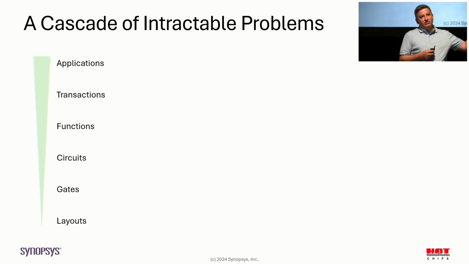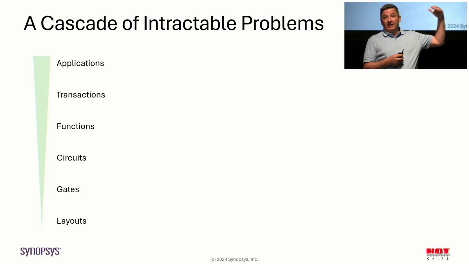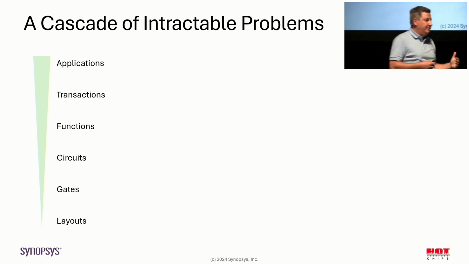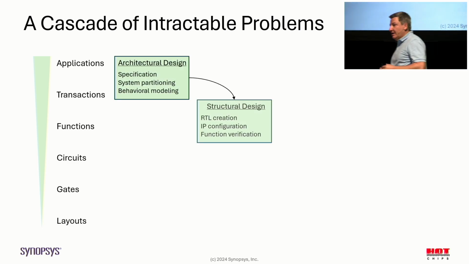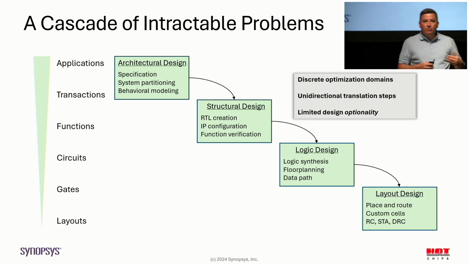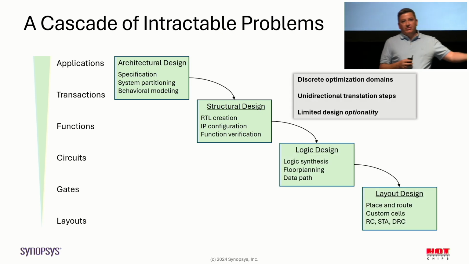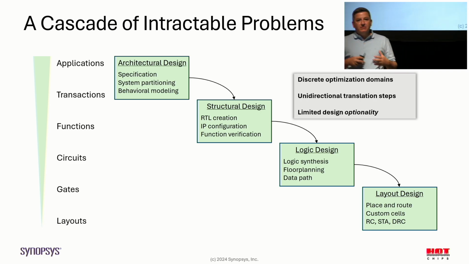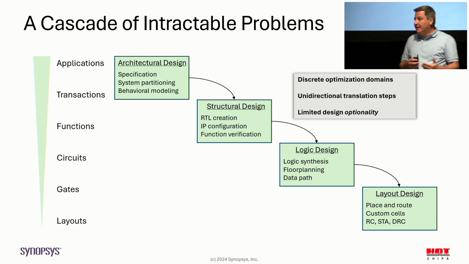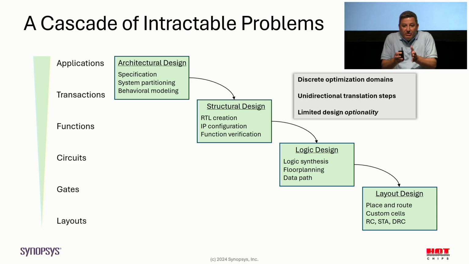As we consider chip design as a journey from applications, from software, certainly in today's software-defined world, all the way to layouts, we have defined a number of data abstractions. And those data abstractions have allowed us to decompose the problem so that we can optimize it locally. And those create these waterfall effects that also exist in software design. As you go from architectural design to structural to logic to layout, you see these discrete optimization domains, local visibility to the next step only, and what we call limited design optionality. You can only try a few things at a time in this giant search space.